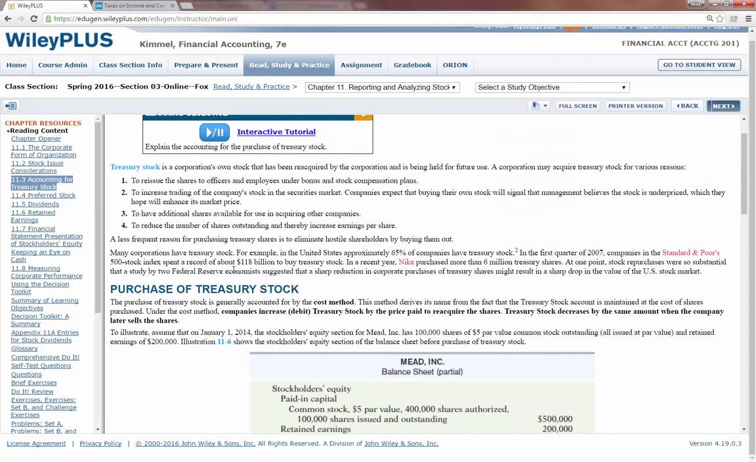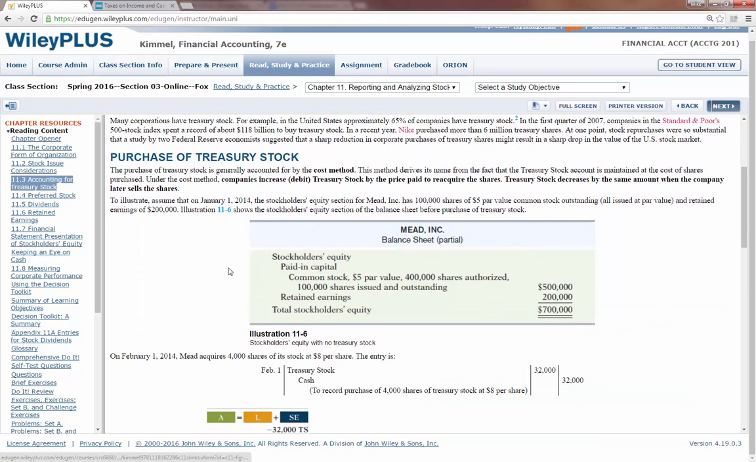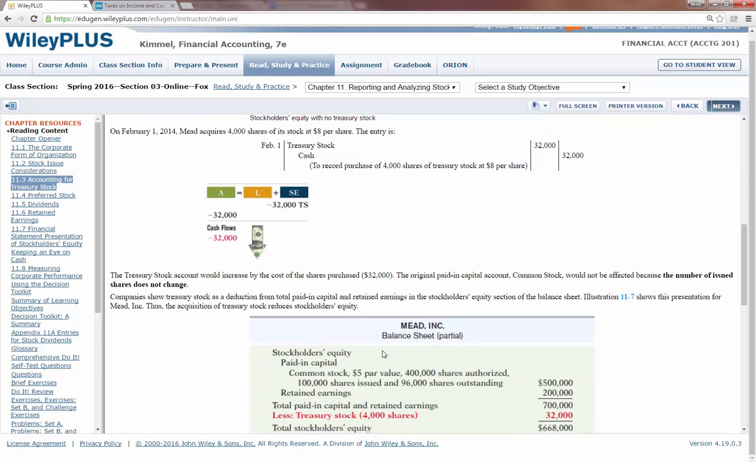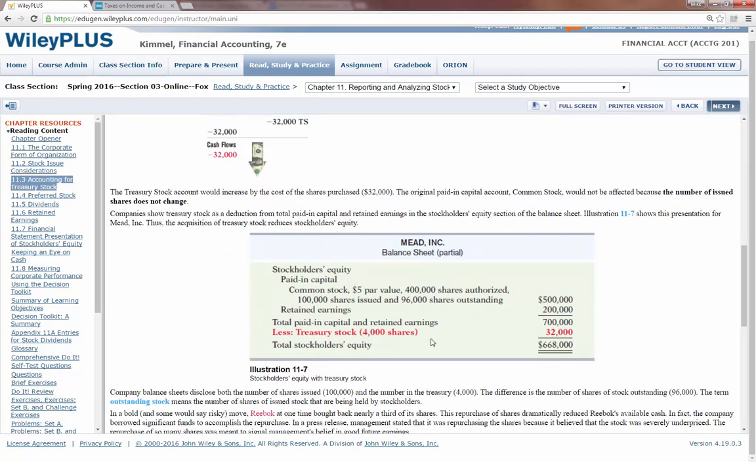Concept of treasury stock, which is stock bought back by the company, how it impacts the balance sheet, the fact that you reduce the total stockholders' equity by the amount of treasury stock, a journal entry for purchasing treasury stock, and the fact that it's done at cost. So if you buy $32,000 worth of stock back in, then that's how it's listed on your balance sheet, and that's how the transaction's recorded. And then it shows you the balance sheet where it says less treasury stock.